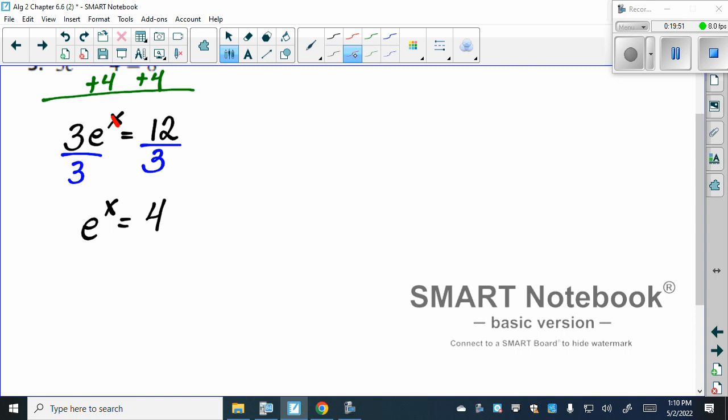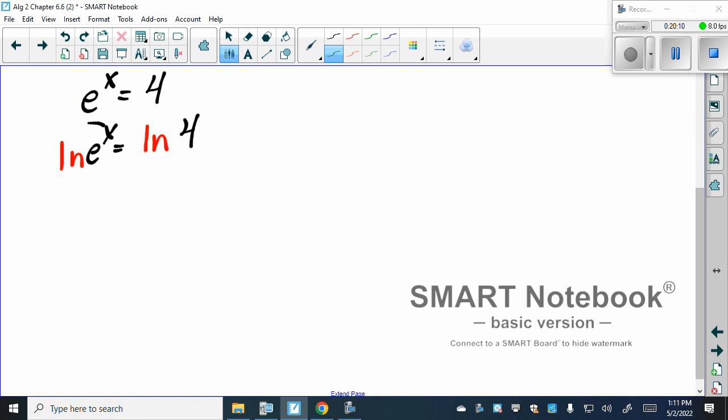Now we do have e by itself, yes? So that means we can apply the natural log to both sides, which will tell us that we have ln of e to the x is equal to the natural log of 4.